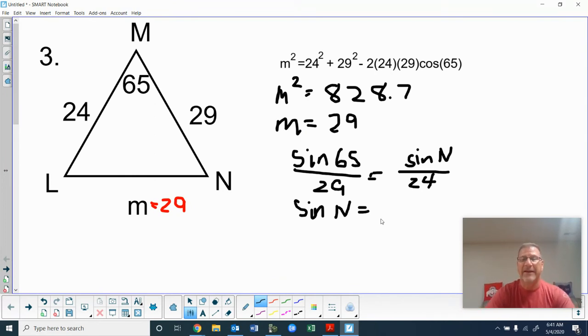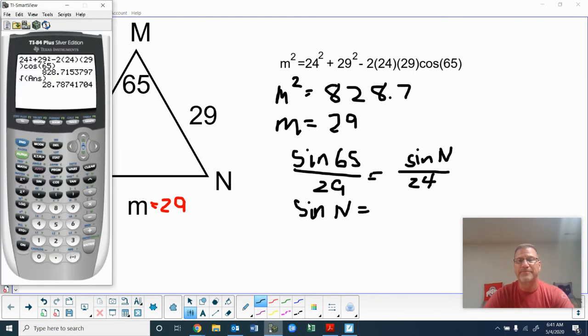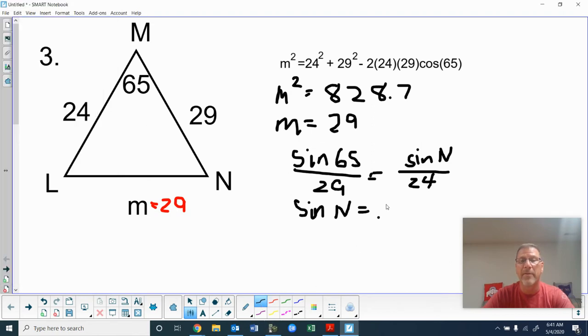Okay, so anyway, go back to my calculator. We're going to go 24 times the sine of 65, cross multiply, and then divide. So 24, and remember law of sines, so sine of 65, make sure you close it up, divided by 29, that's going to give us a decimal, 0.7500. Again, I don't round until the very end. I want to use the calculator.